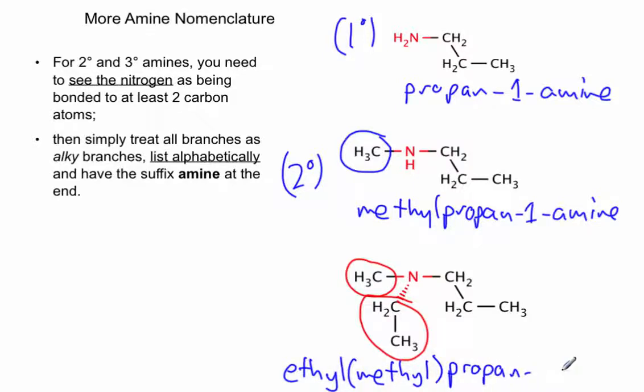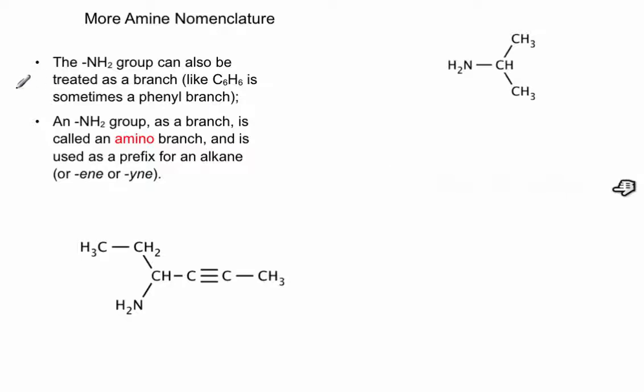Propan-1-amine. So when you have a tertiary amine like this, the second branch is going to be in brackets and it's listed alphabetically. That's why we listed the ethyl first. So a few other things to observe when trying to name amines. A little bit more nomenclature.